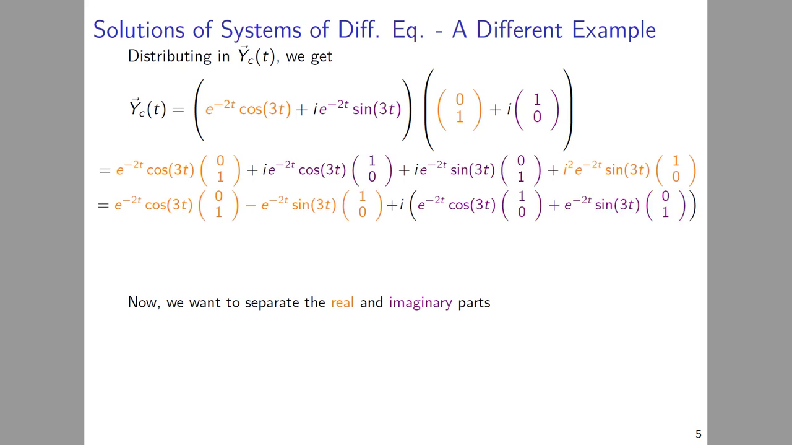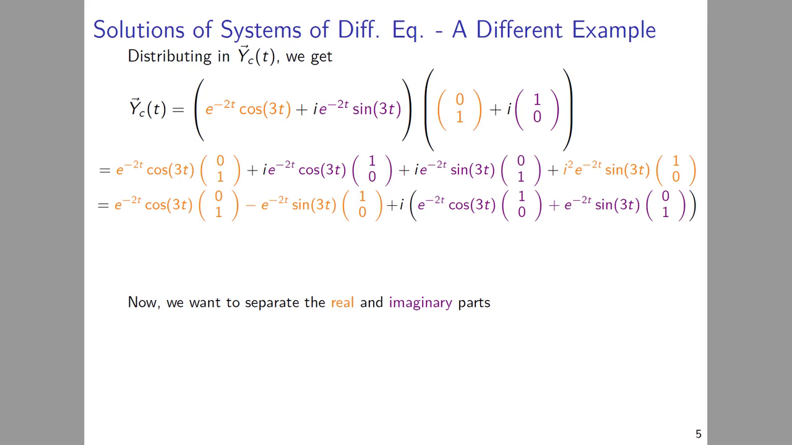For the imaginary part, we want to get the terms that have i as a coefficient. Those are i times e to the negative 2t cosine 3t times 1, 0 plus i e to the negative 2t times sine 3t times the vector 0, 1. In factoring i out of both of these terms, we'll get that the imaginary part is e to the negative 2t cosine 3t times 1, 0 plus e to the negative 2t sine 3t times 0, 1.